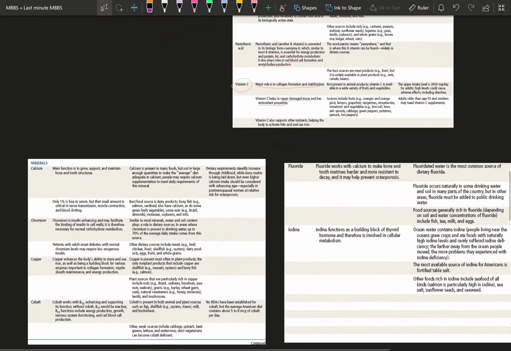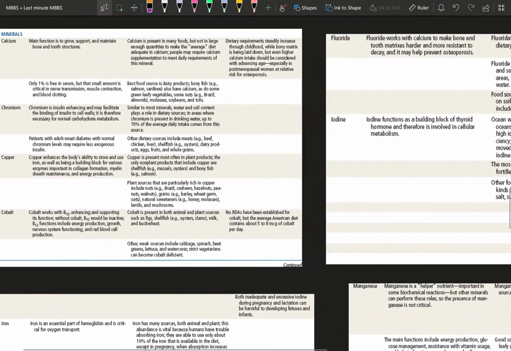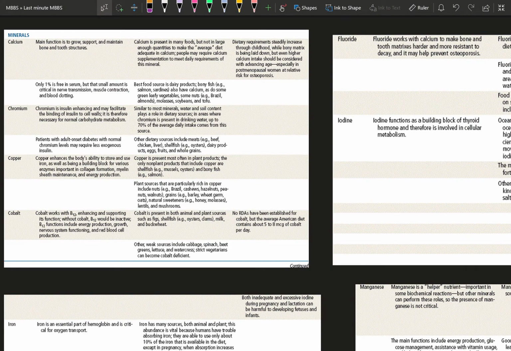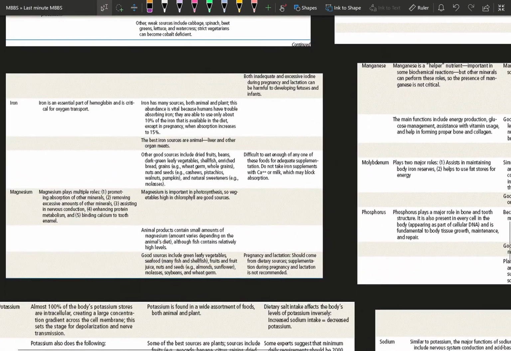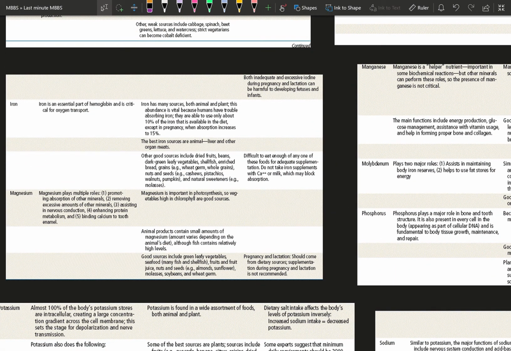So moving on to minerals, this will be just if you know the different minerals which are important. Most of them we will be learning in physiology. Calcium again, it's required for muscle contraction, all those things. Chromium. Copper is associated with iron metabolism. Cobalt is associated with vitamin B12. Then fluoride, everyone knows fluoride is present in toothpaste, so it helps in strengthening of teeth. Iodine is useful for thyroid hormone formation. Iron is a major component of hemoglobin, so it's present in most of our blood cells.